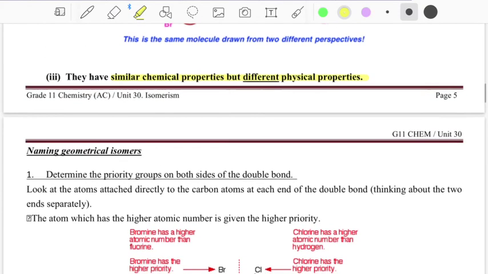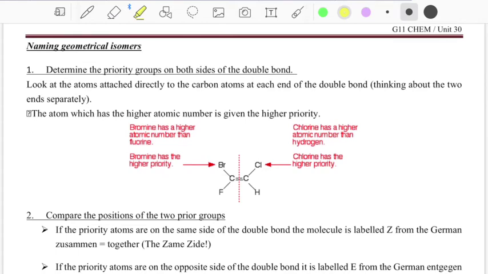The first part we are going to discuss is how to name our geometrical isomers. In order to name it as E or Z geometrical isomers, we have to determine the priority groups on both sides of the double bond. The rule is that we need to look at the atoms that are directly attached to the carbon atoms of the double bond, and the atom which has the higher atomic number would have the higher priority.